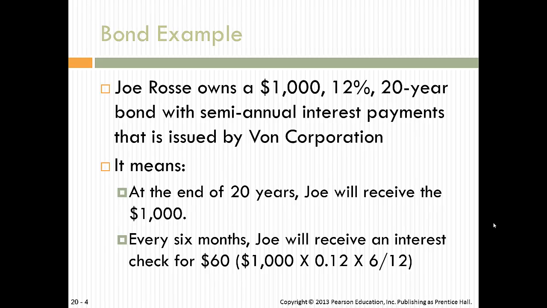Let's look at an example. Joe Rossi owns a $1,000 12% 20-year bond with semi-annual interest payments. This bond was issued to him by Vaughn Corporation. At the end of 20 years, Joe will receive $1,000. In the meantime, every 6 months, which is semi-annual, Joe will receive an interest payment of $60. The interest is calculated as the principal times the rate times time, just as you learned in the chapter covering notes.